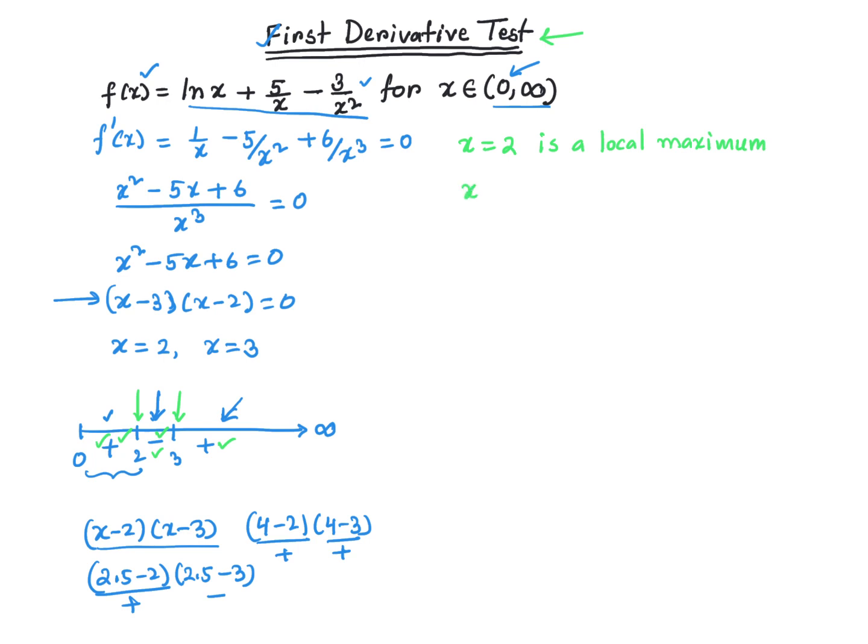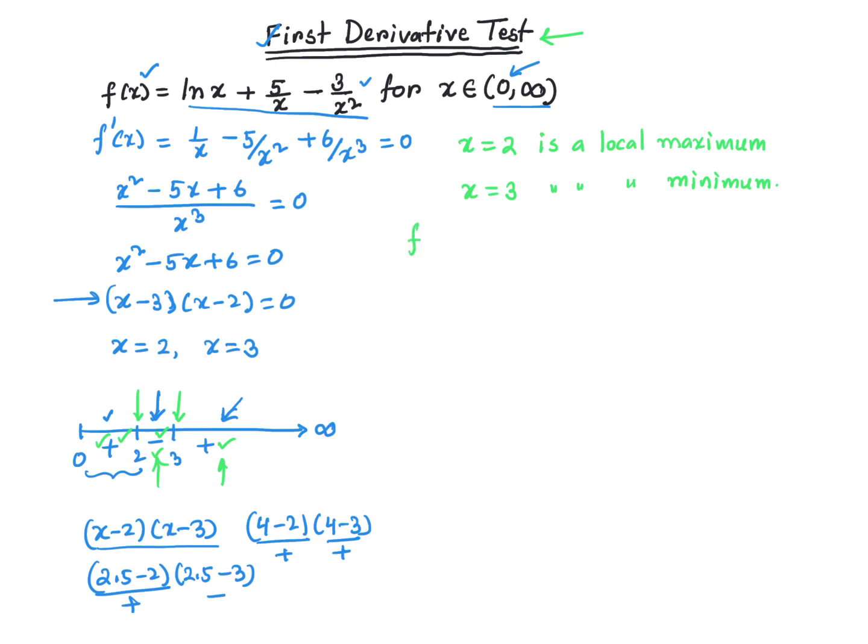For x equal to 3, what is it? To the left of x equal to 3, we have negative. To the right, it's positive. So it is a local minimum by the first derivative test. And we can find these values. That's very easy. You just plug in x equal to 2 and x equal to 3.